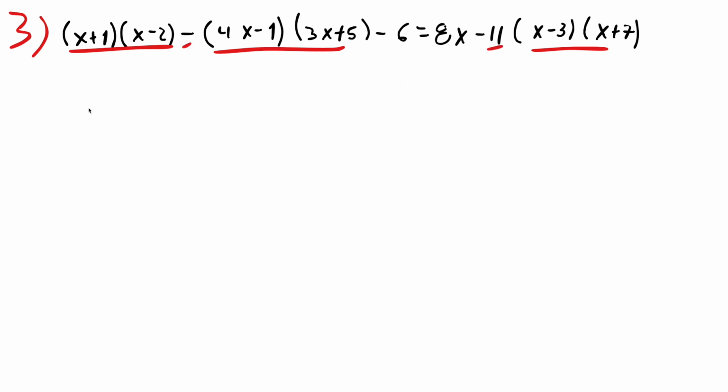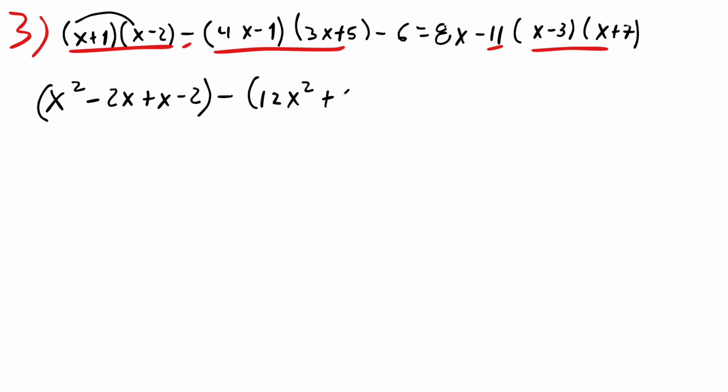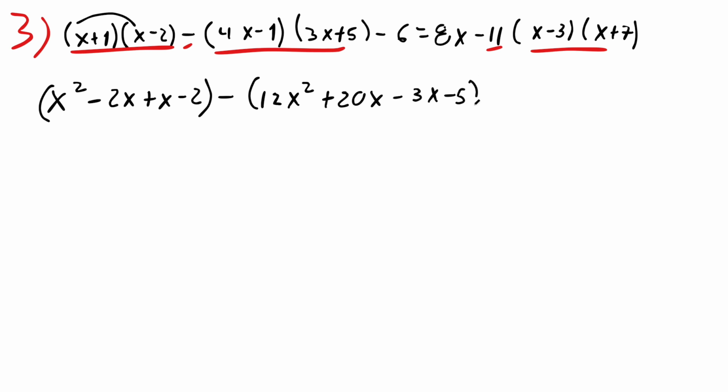So, x times x in this first set of parentheses would be x to the power of 2 minus 2x plus x minus 2. Minus, we open parentheses and we start doing the other one. 4x times 3x would be 12x to the power of 2. 4x times 5 plus 20x minus 1 times 3x would be minus 3x. Minus 1 times 5 would be minus 5. And then write the other side of the equality.